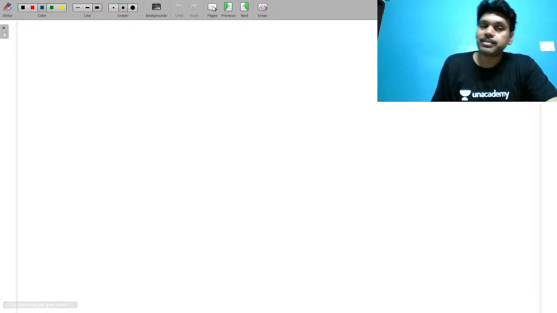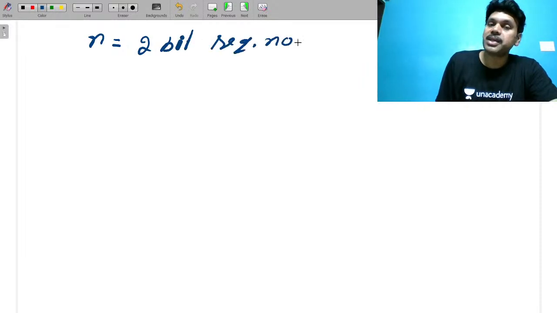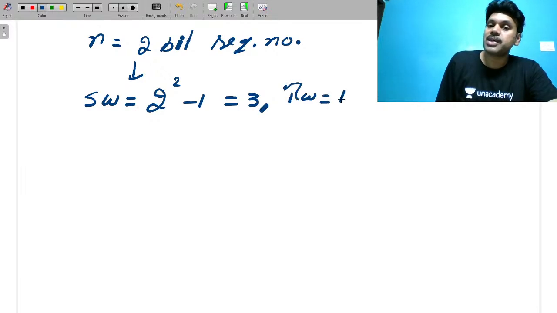Now let us see. N is equal to a 2-bit sequence number. I am asking you, what is the sender window size? 2 power 2 minus 1, which is nothing but 3. What is your receiver window size? It's 1. This is one example.